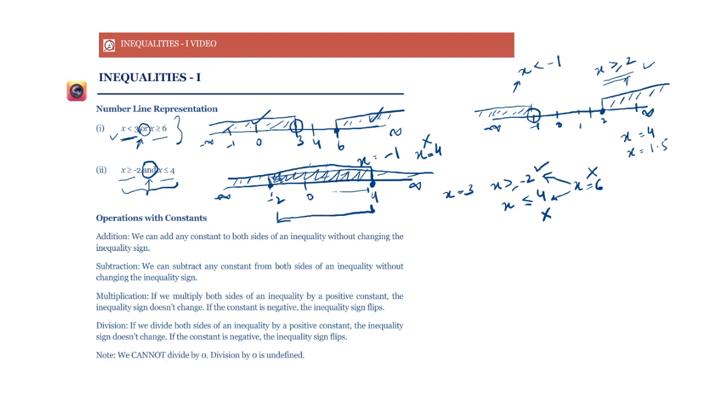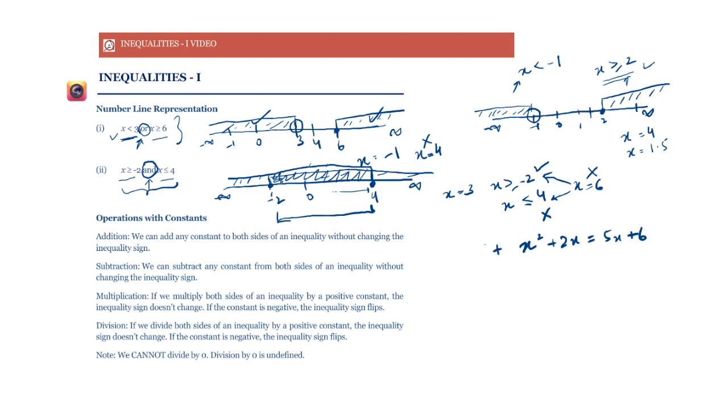Okay, so we have quite a few examples of this in our book, so just go through that. Let's look at operations with constants. Now, we know how the operations are carried out in case of an equality, in case of an equation, right? So, for example, if I have x squared plus 2x equal to 5x plus 6 or something like that, some equation that we have, we say that we can easily add a constant.